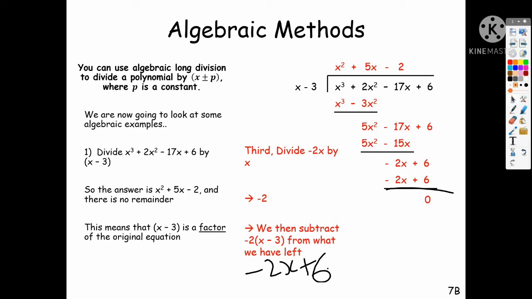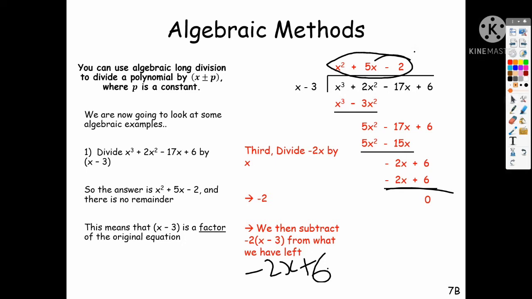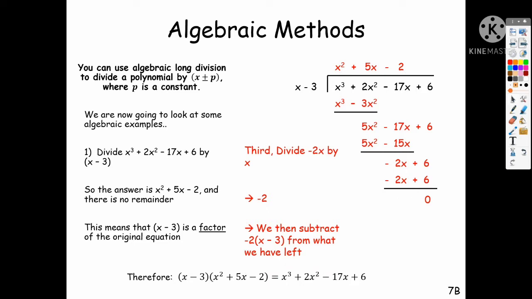This means that x minus 3 is a factor of the original equation. So when we are factorising polynomials, we can use polynomial division in order to find the other two factors by actually factorising what we get left out. Okay. Therefore, x minus 3 times x squared plus 5x minus 2 will give you that very nice polynomial that we started with. So at this point, there's a pause in the video because we're now going to the whiteboard.